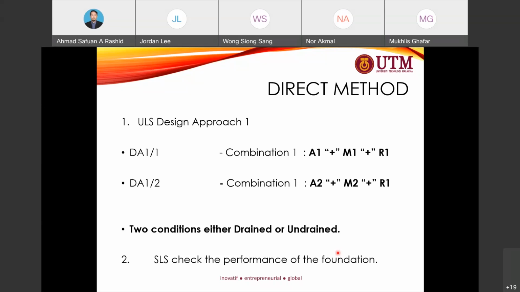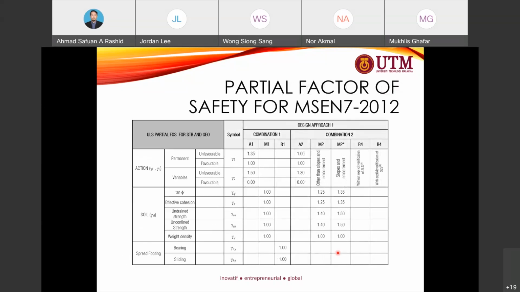So SLS checks the performance of the foundations. However, for our discussion, we discuss more on the ULS, not the SLS. So the partial factors of safety here are based on the Malaysian standard.